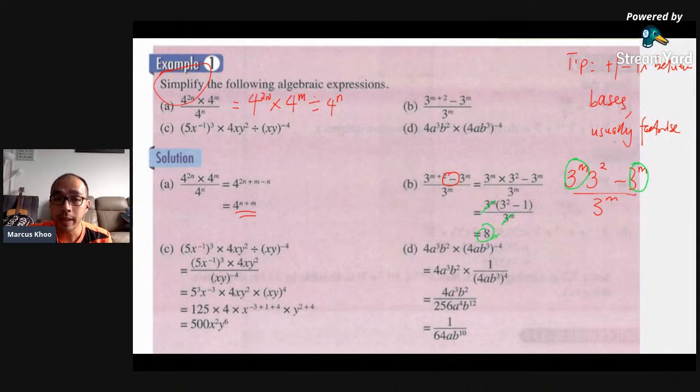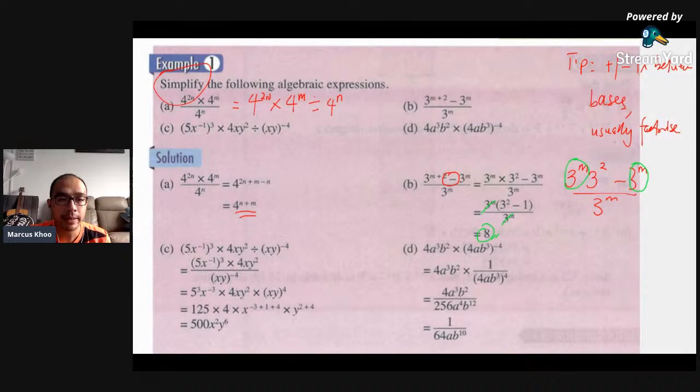So B is meant to teach us two things. Number one, you will have to learn that this one can work the other way around. Don't be one-directional. Number two, learn how to factorize like terms. Also a very important skill.